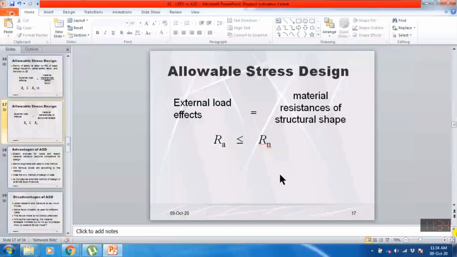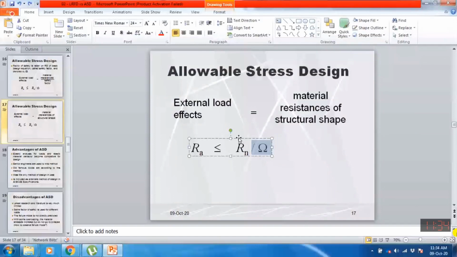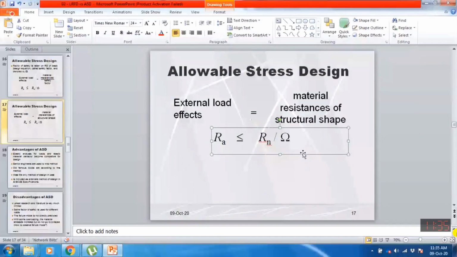I told you that in order to bring this equation into the safe limit, we multiply the factor of safety with the load. If something is being multiplied here, it means that if we bring it to the other side, it will be divided on the other side. Further in this equation, omega is the strength reduction factor.